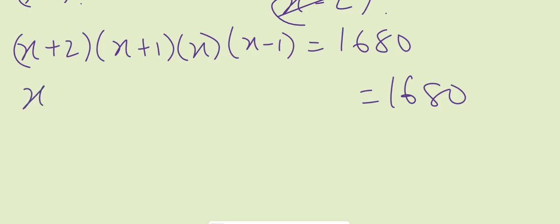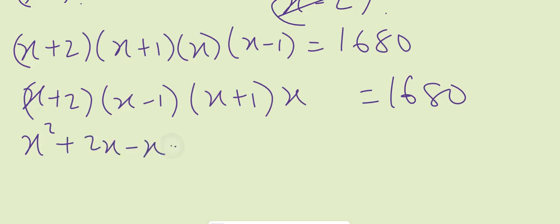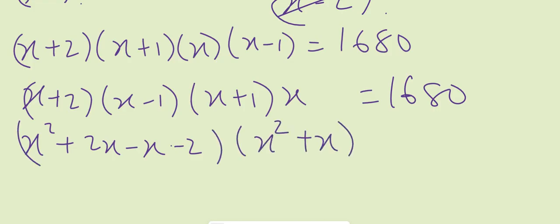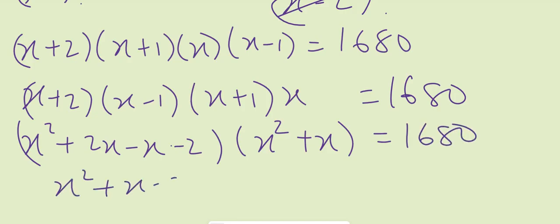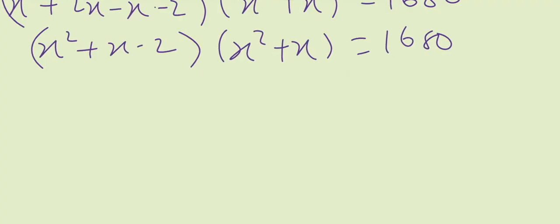The first and the last, therefore, I have x plus 2 and x minus 1 multiplied by x plus 1 and x. So this gives x squared plus x minus 2 multiplied by x squared plus x equal 1680. This is better. I do not need to expand this again. I've seen something reasonable here.